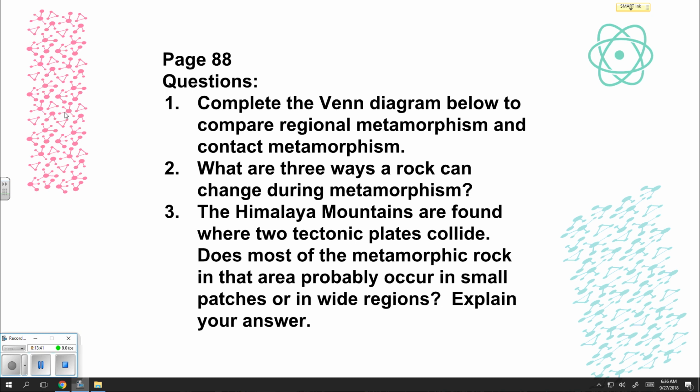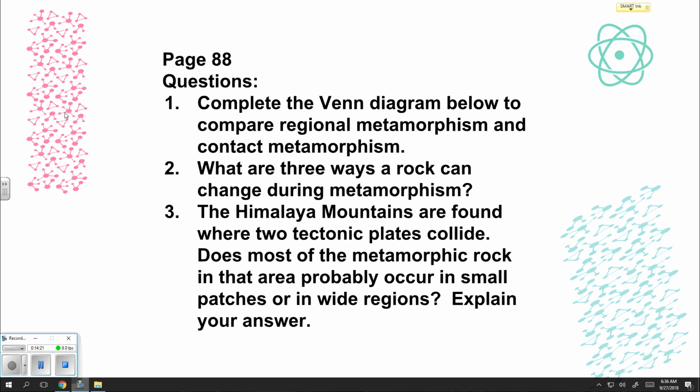Page 88. Questions. Complete the Venn diagram below to compare regional metamorphism and contact metamorphism. What are 3 ways a rock can change during metamorphism? The Himalaya Mountains are found where 2 tectonic plates collide. Does most of the metamorphic rock in that area probably occur in small patches or in wide regions? Explain your answer. Question 1, answer can be found on pages 85 and 86.